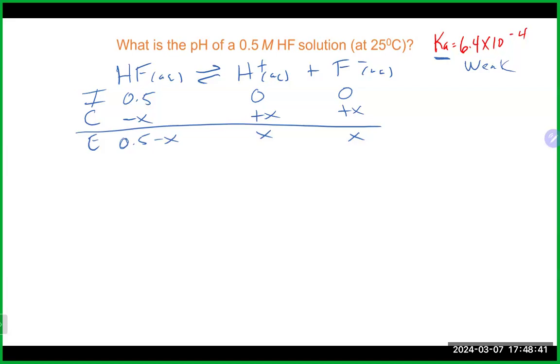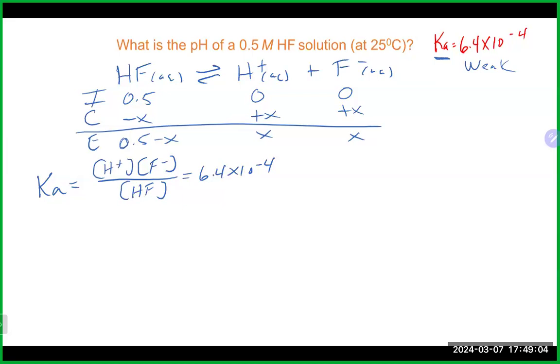Remember, you can't go wrong, probably in a lot of cases, with an ice table. We can write our Ka expression in this case, and our Ka expression would be like any other equilibrium expression. It's going to be our products, which is our H plus concentration times our F minus, divided by our HF, and that will equal our 6.4 times 10 to the minus 4.